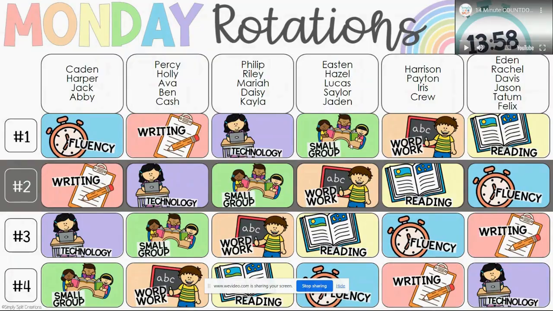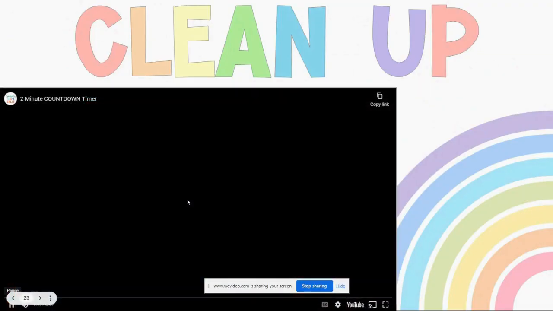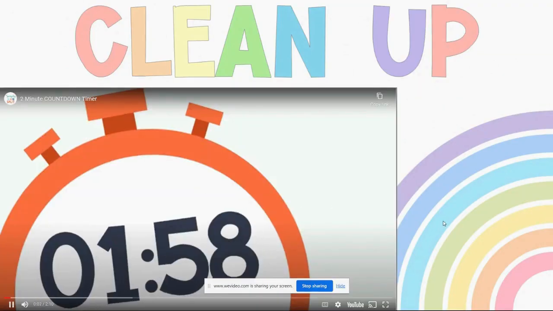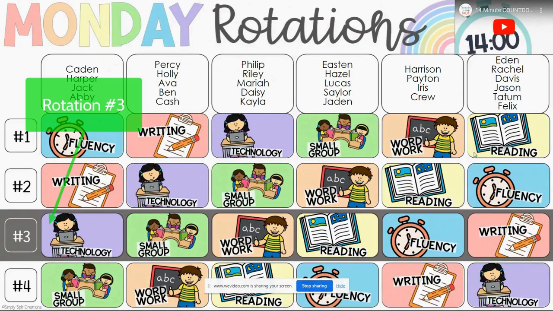So there's rotation 2. Then once you click again, it will take you to the cleanup timer, and you just need to push play for each one. And those are all of the rotations.